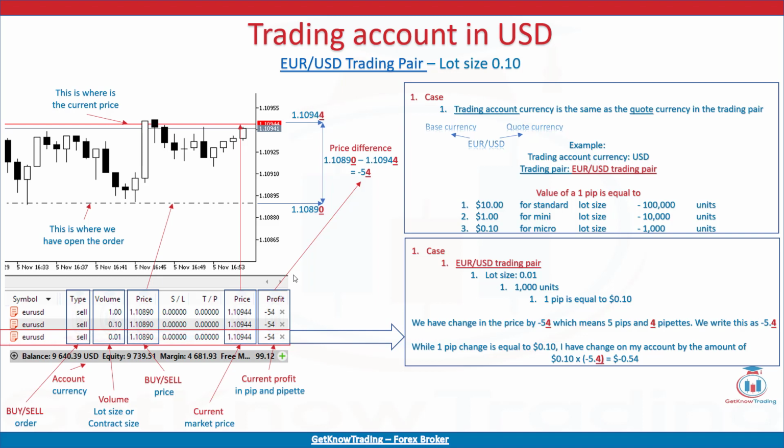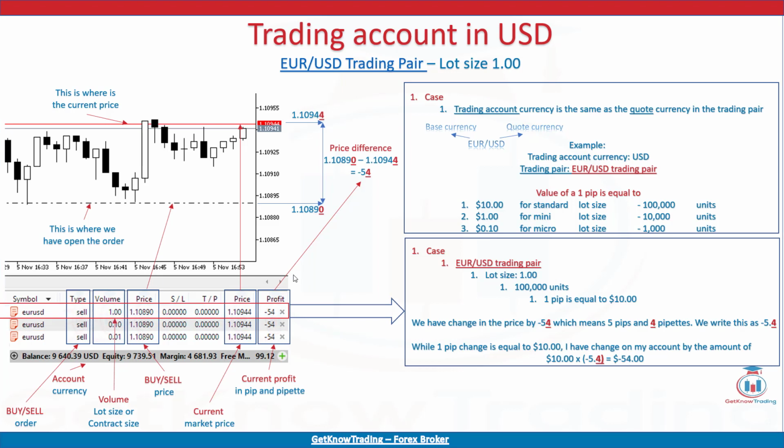We have a change in the price by minus 54, which means 5 pips and 4 pipettes. We write this as minus 5.4. While 1 pip change is equal to $0.10, I have a change on my account by the amount of 0.10 multiplied by minus 5.4, which gives us $0.54. In the next example, I have used mini lot size where 1 pip is equal to $1. So in the same example on the chart, we have a change in the price by minus 54, which means 5.4 pips. So when I calculate the pip value with $1, I get minus $5.40.